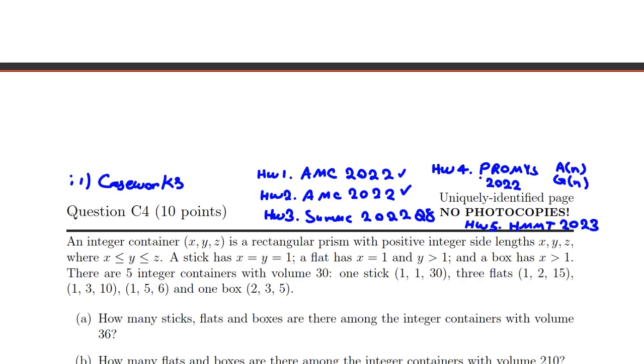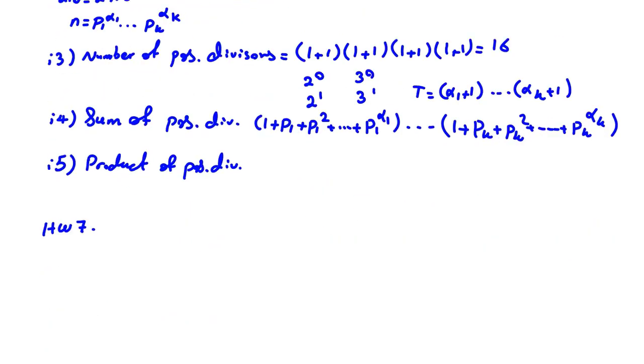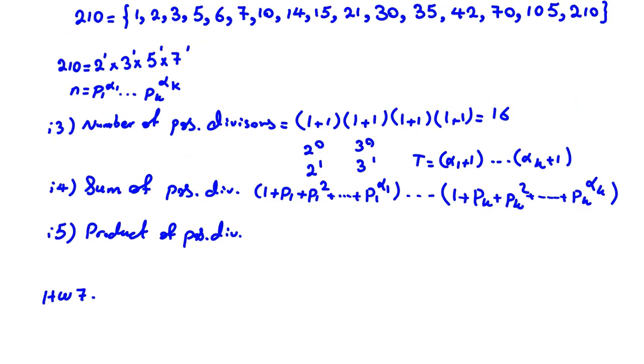Let me show you on this problem, homework for Promise 2022. Homework. This one, the product is n to the power of t over 2. And you can prove it as homework 7. Try to prove it. But why is it this? Try to use Gauss's idea.